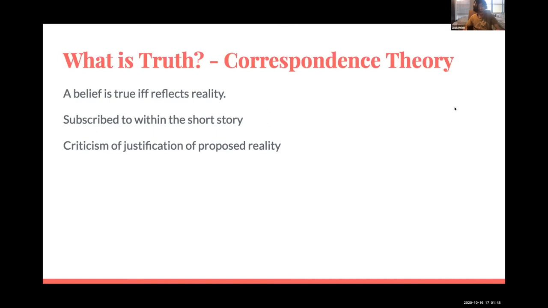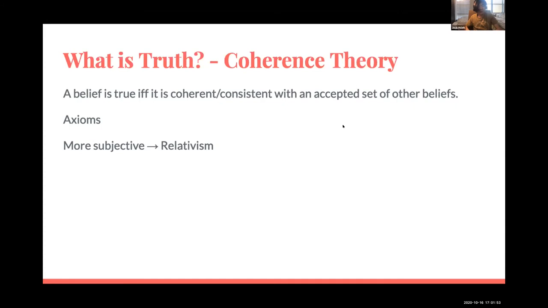Another theory of what truth might be is called coherence theory. It's quite different. It's the idea that a belief is true if and only if it's coherent or logically consistent with an accepted set of other beliefs. So in this case, my belief that a fire truck is red is true because it's consistent with my other beliefs that fire trucks are a certain thing and red is caused by some kind of visible perception.